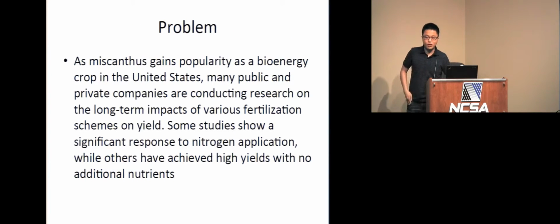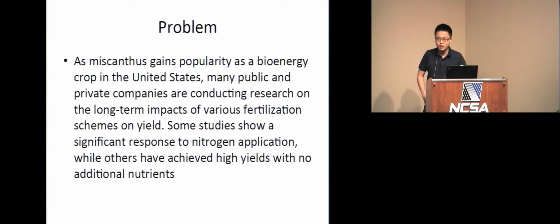So there's a problem about miscanthus. As miscanthus gained popularity as a bioenergy crop in the United States, many public and private companies are conducting research on the long-term impacts of various fertilization schemes on yield. Some studies show a significant response to nitrogen application, while others have achieved high yields with no additional nutrients. So some studies say it's important for miscanthus to have nitrogen application, but some other studies say it's not important. We use a machine learning algorithm to answer this question.